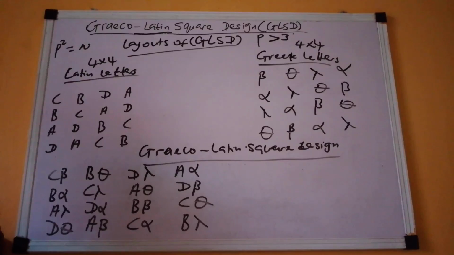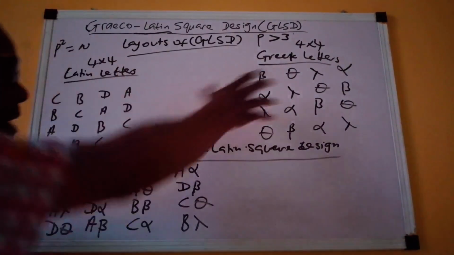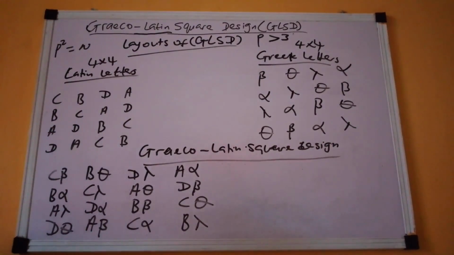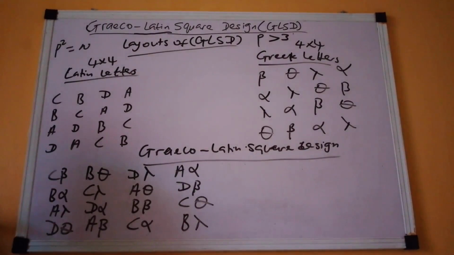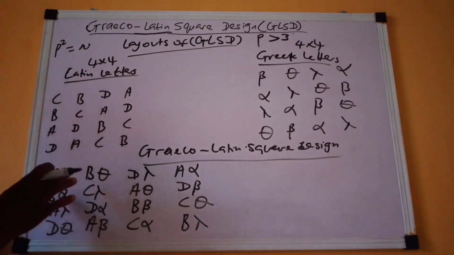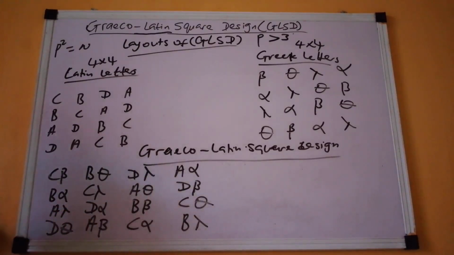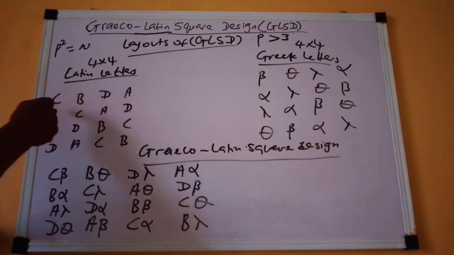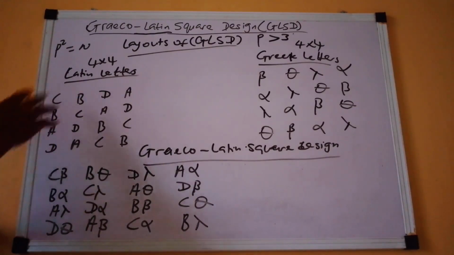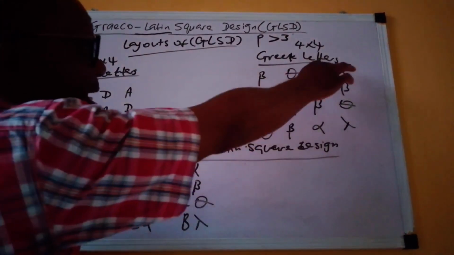So if you look at this combination, we have been able to combine the Greek and the Latin letters together. And you will find out that none of this combination is repeating itself. This is the best practice for the Greco-Latin square design. Look at C beta. You hardly see C beta repeating itself. Look at the Latin letters. Each Latin letter appears once in each row and once in each column. Likewise, each Greek letter, we have 4.